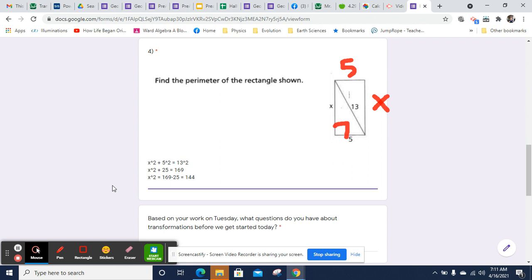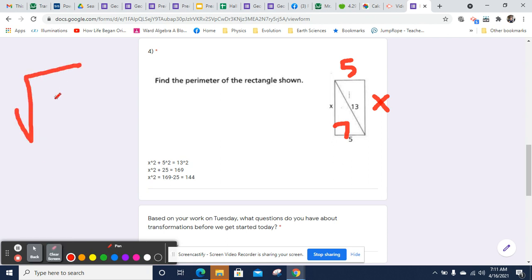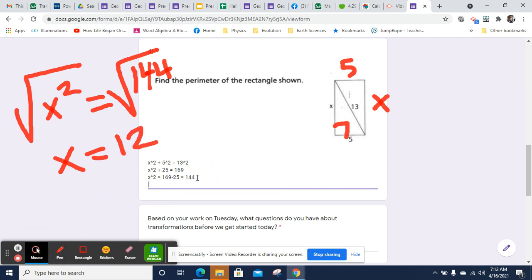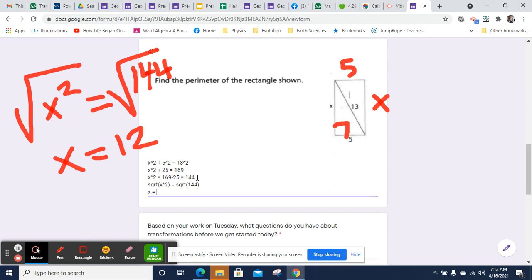And then we'll get the square root of both sides. So the square root of x squared equals the square root of 144. And so x is going to be 12. It's also negative 12, but we're going to discard that as extraneous because we're not looking for negative side lengths. So x is going to equal 12.